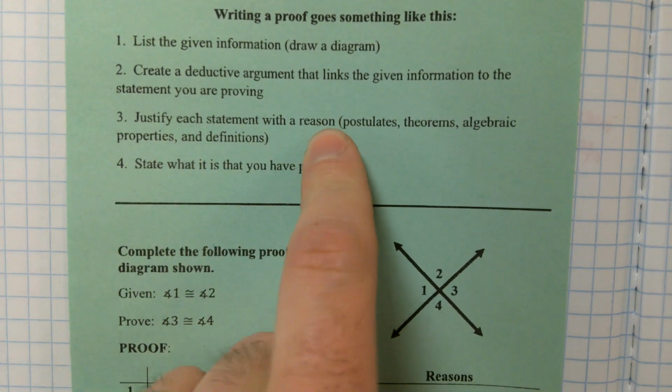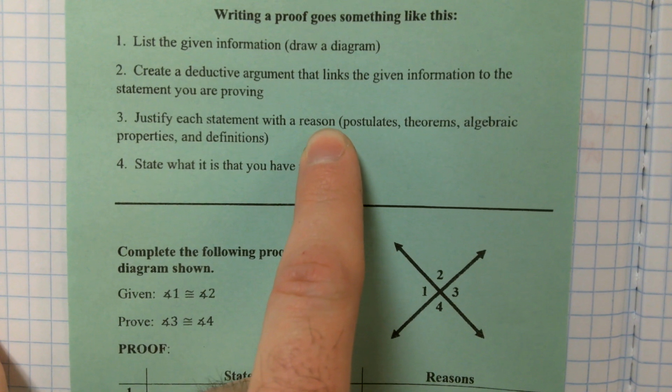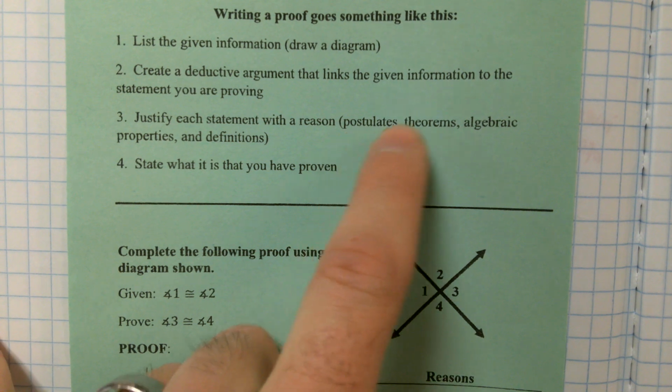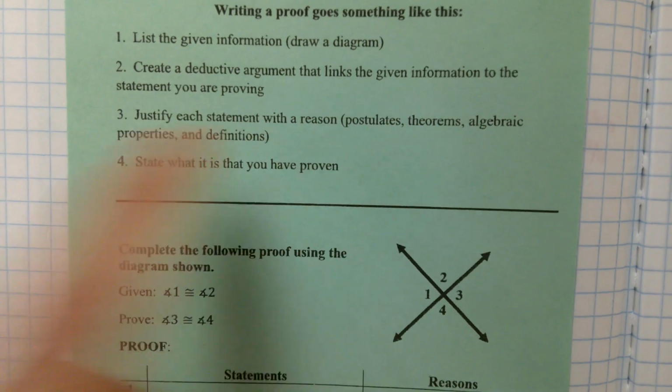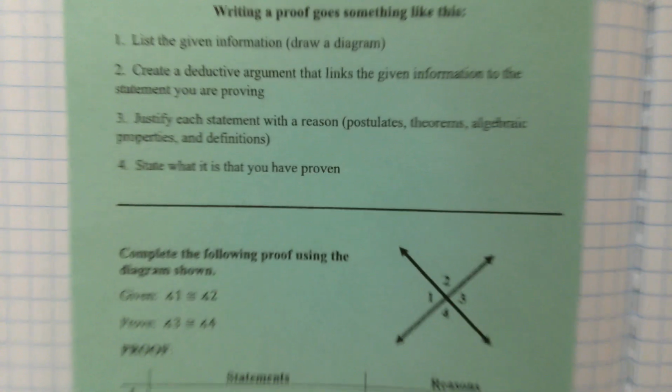That's why it's called a proof, right? If you say, "I know you're cheating on me," you probably need some proof to back that statement up if you want it to work, right? That's why we have our postulates, theorems, properties, and definitions. Then we're just going to restate what it is that we've proven.